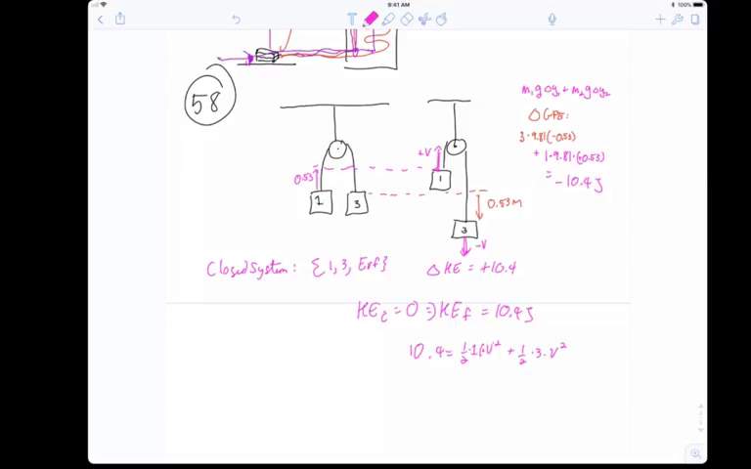So this one's plus and this one's minus, but the signs go away when you square it. So you combine them, and this becomes 2v squared is 10.4. So v is equal to the square root of 10.4 divided by 2, which is 2.28 meters per second, and it's in the plus direction. There's our final answer.